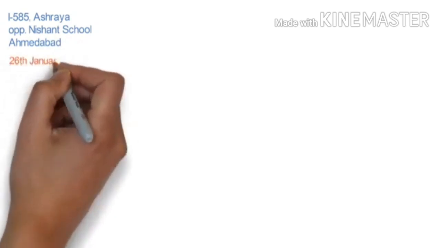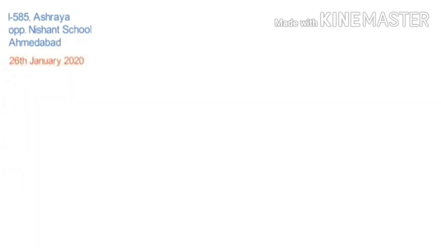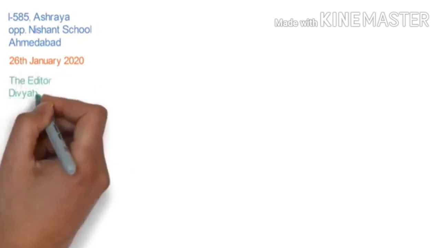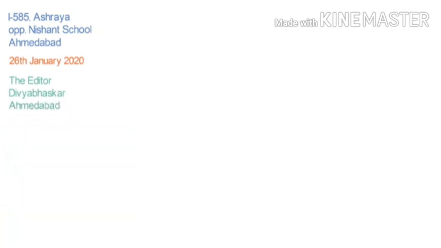So here is a sample letter, so it's a sample address. Okay. So sender's address, and then date. Date 26th January 2020. You can write today's date, whatever it is. And then you have to write down the receiver's address, to whom you are going to write. So that is receiver. The editor, Divya Bhaskar, because it is the newspaper editor. So you have to write that.